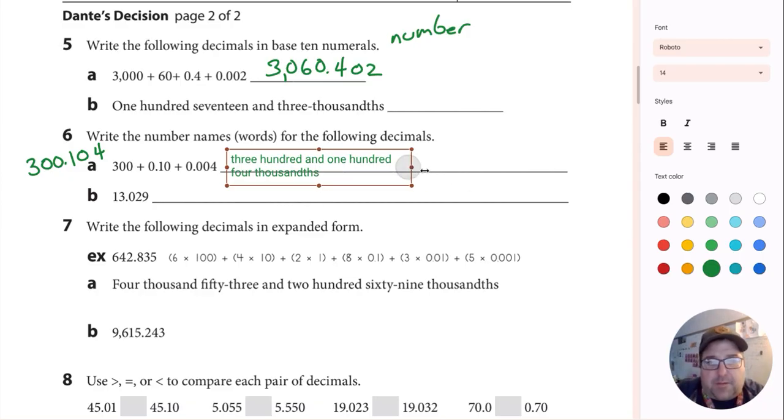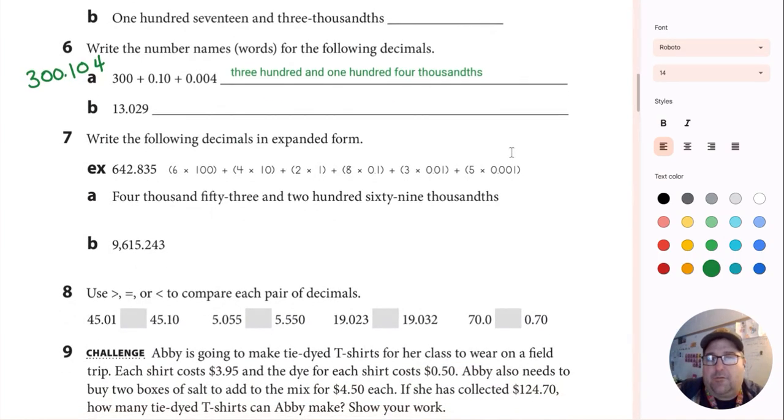Kind of got to lift my hands, get on my Chromebook here. So 300 and 104 thousandths. That's how I want to think about that. Remember, the and is where the decimal goes. And then next we're writing in expanded form.